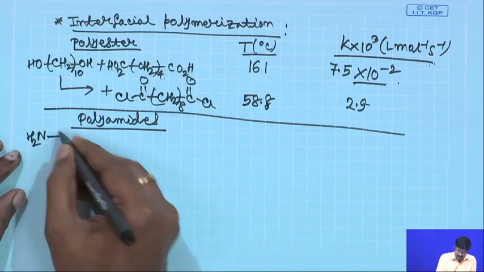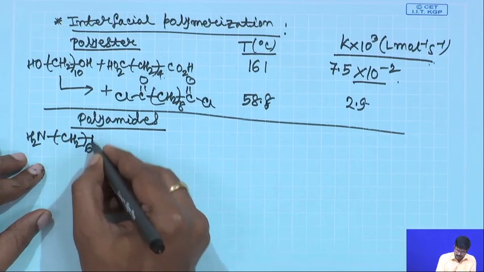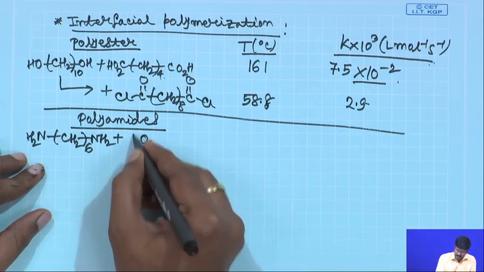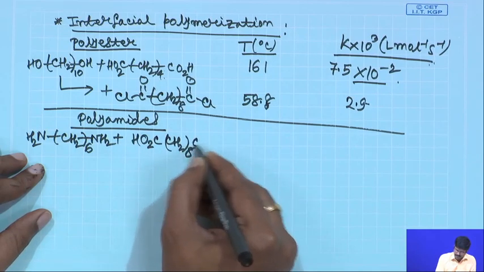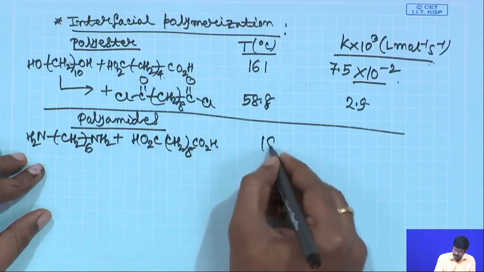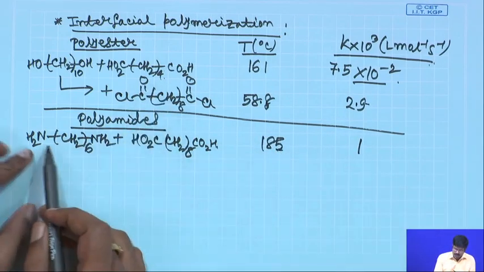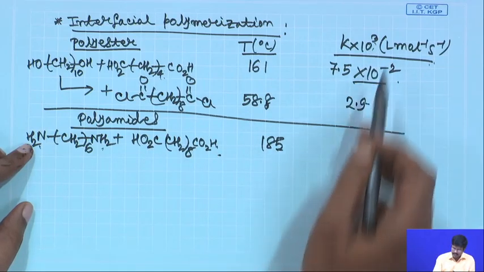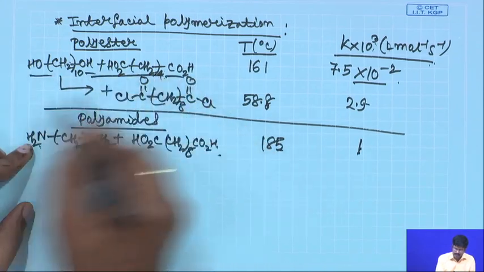so you have a diamine like this, and a diacid like this, (185 Celsius). So, this is 1. So, already you see if you have an amine and acid reaction, rate constant is at least 2 orders of magnitude higher than if you have an alcohol and acid reaction.